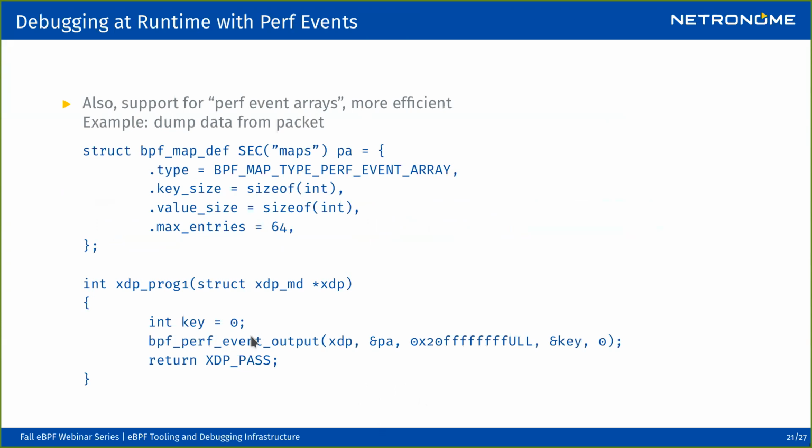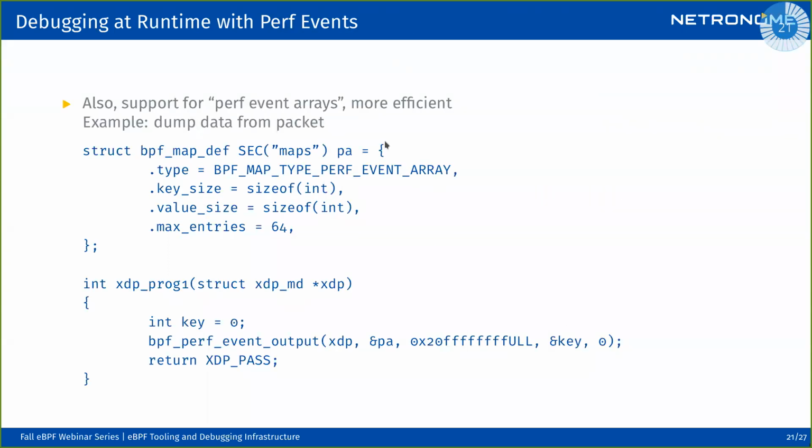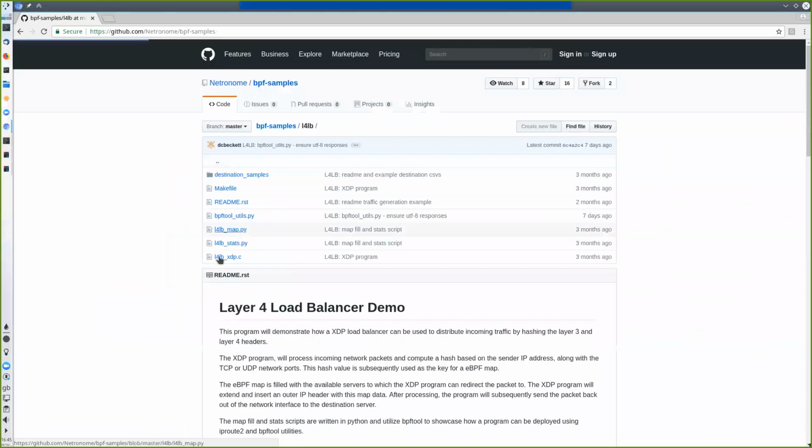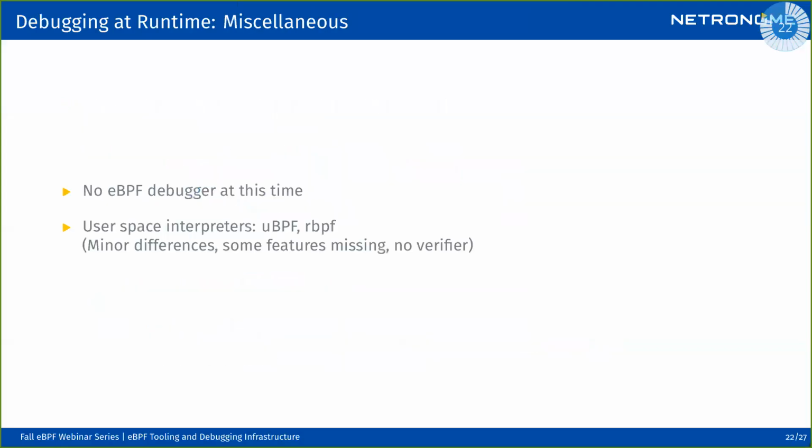But we have something similar, which is perf event output, working with perf events in the kernel to debug. In that case, it would dump some data from the packet directly. So I'm not going to show an example of that because I'm probably a bit late already in the presentation. But if you're interested in that example, we have an XDP dump application in our repository. That's the last one we added here. So if you want to check events, you can just use that one and have a look. Last thing about debugging at runtime.